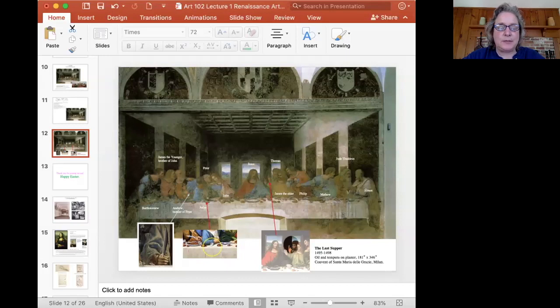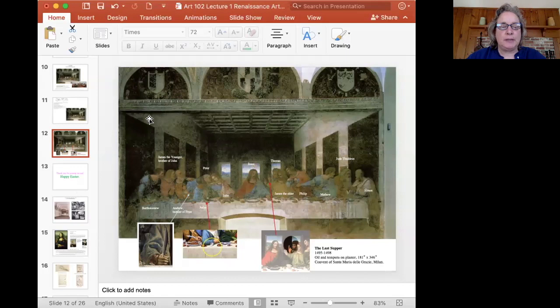1495 and 1498. And we can see it's for the Duke of Milan because we see the crest of the Duke on the arches above the painting. And we notice there's three arches, which represent the Trinity. We notice there's three walls that represent the Trinity. And we notice there's three windows that represent the Trinity.